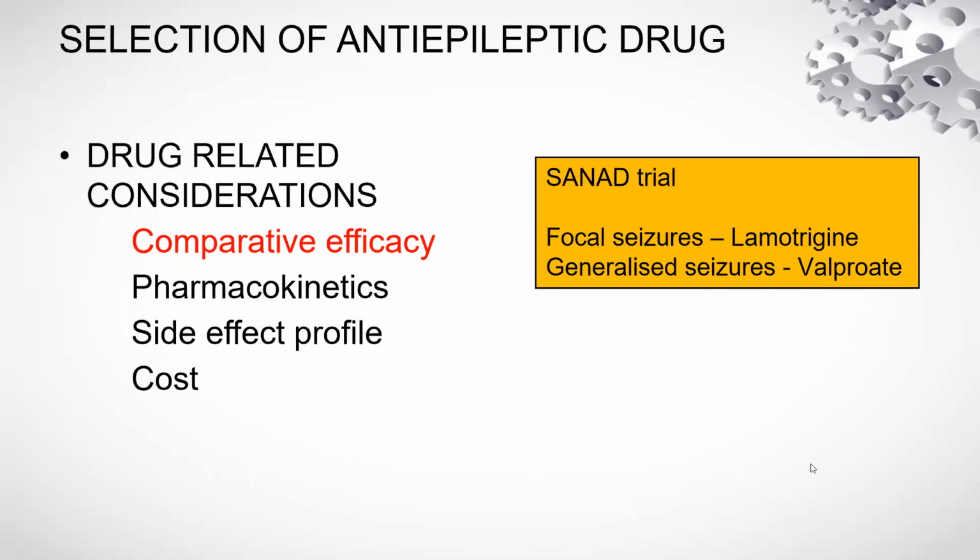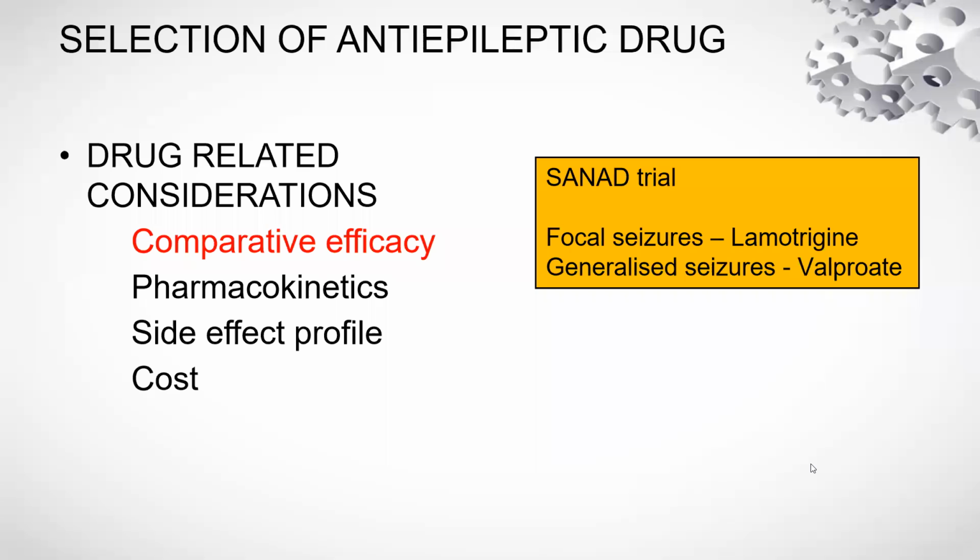Now coming first to drug-related factors. Obviously, the first parameter is the efficacy of the drug or the comparative efficacy of various drugs. There have been a limited number of studies which have compared different AEDs head to head as initial monotherapies, and most of them have shown that these drugs are mostly equally efficacious. However, the largest double-blinded control trial, the SANAD trial, the standard and new anti-epileptic drug trial, which was published in 2007, concluded that for focal seizures, lamotrigine should be considered as a drug of choice, whereas for generalized seizures, valproate should be considered the drug of choice.